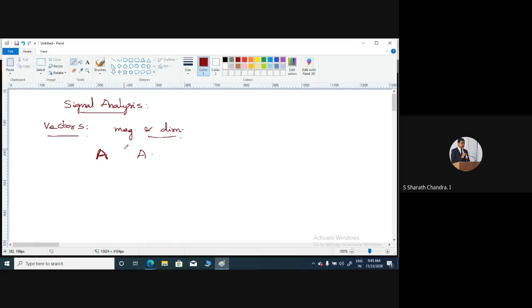Now let us try to analyze representing a vector, say v1, in terms of v2. Let us consider v1 is an unknown vector, and v2 is a reference vector, that is, a known vector through which I would like to measure v1. I would like to assess this v1 in terms of v2.